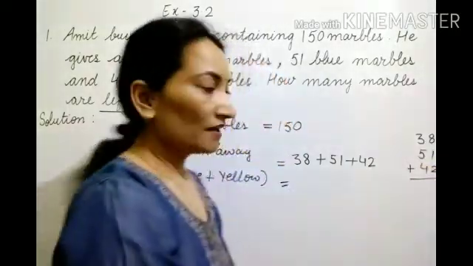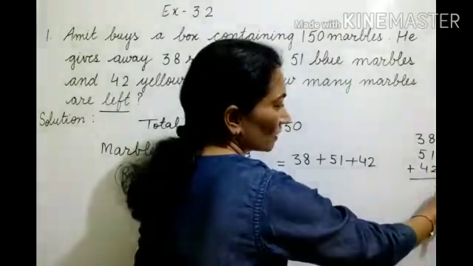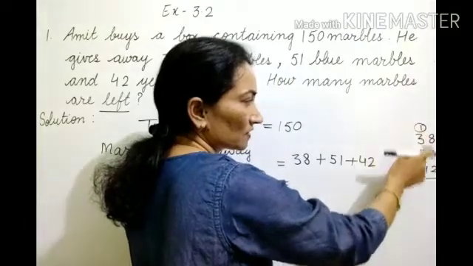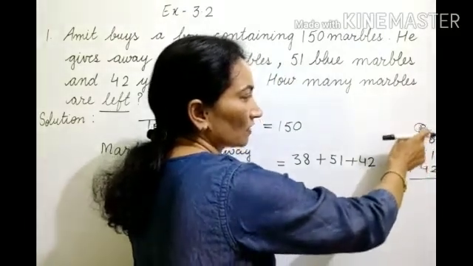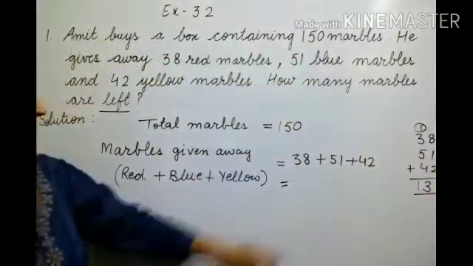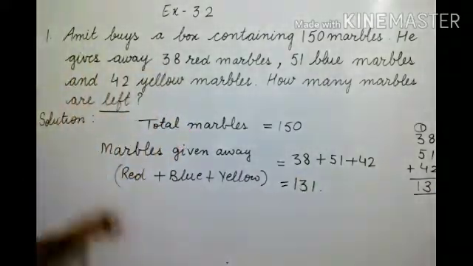You can add inside. Now 8 plus 1 is 9, 9 plus 2 is 11, 1 carry. Plus 3 plus 5 plus 8 is 4, 9, 12, plus 1 is 13. So marbles given away are 131.